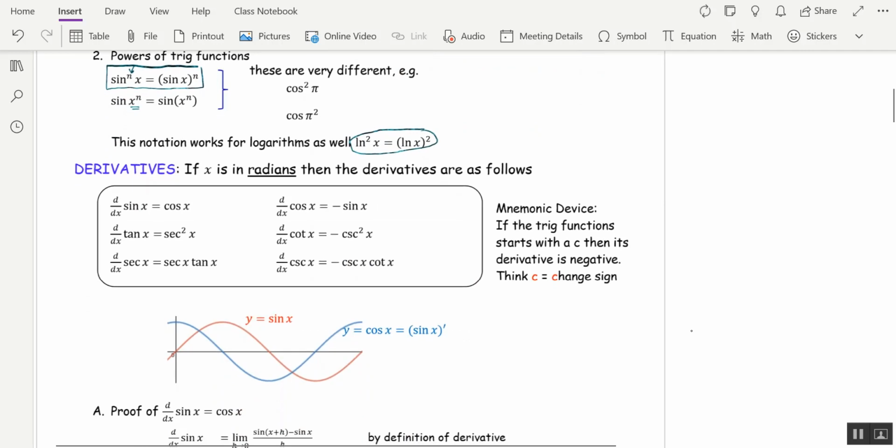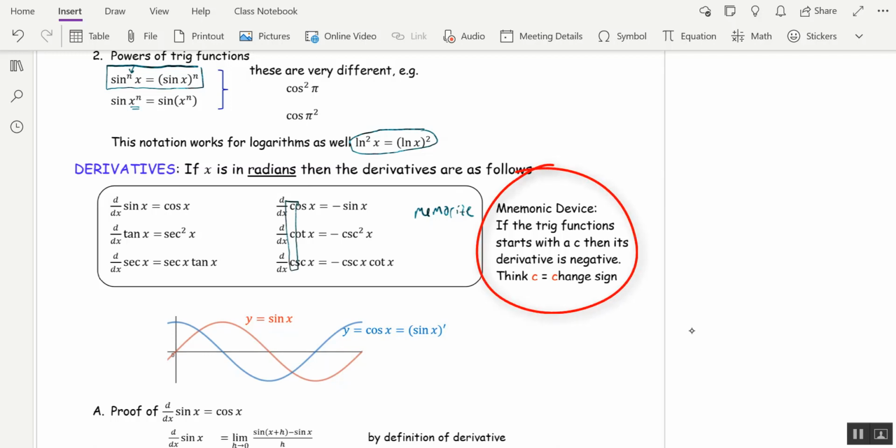Okay, the derivative chart. If x is in radians, these are the derivatives of the 6 trig functions. And you do need to memorize this. There's just no way around it. Now you can see that some of the derivatives are negative and some are positive. And a mnemonic device is, if the trig function starts with a c, its derivative is negative. And so think of c as standing for change the sign, and that will help you out.